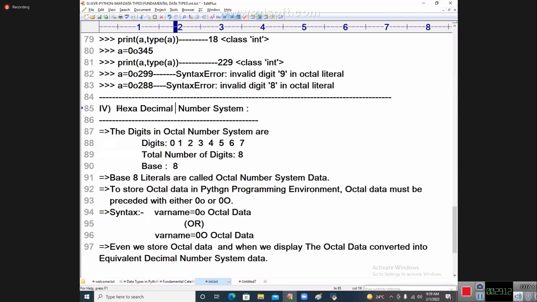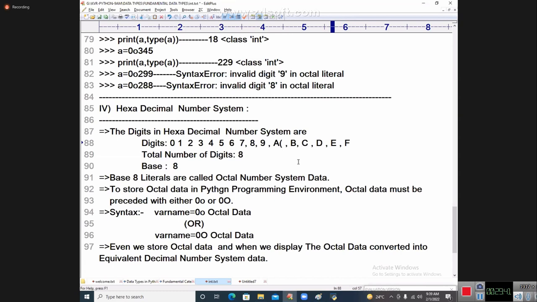The digits in hexadecimal number system are 0 to 9, including 8 and 9. Then comes A, comma, B, comma, C, comma, D, comma, E, comma, F. These are another type of digit: A, B, C, D, E, F.